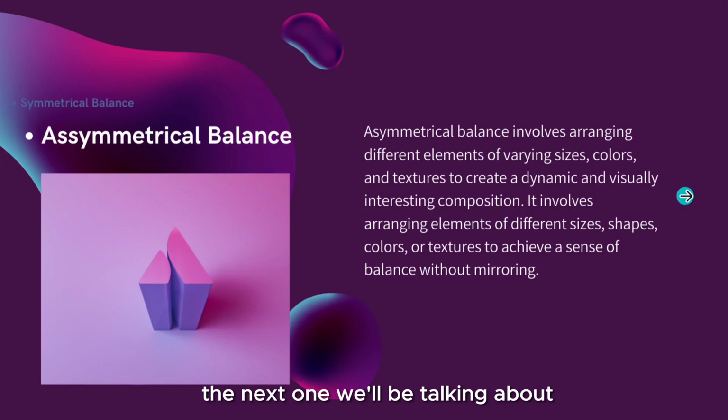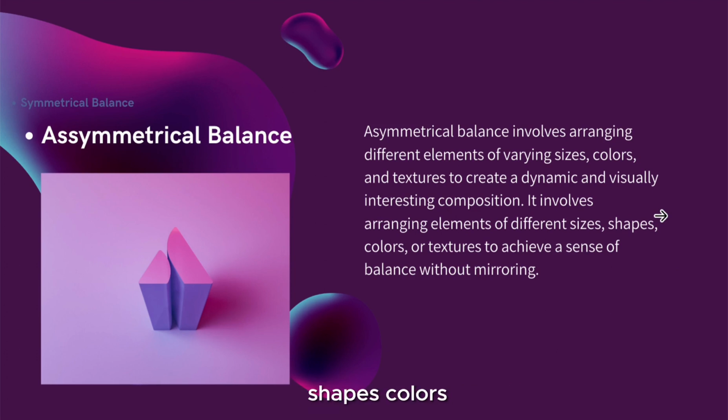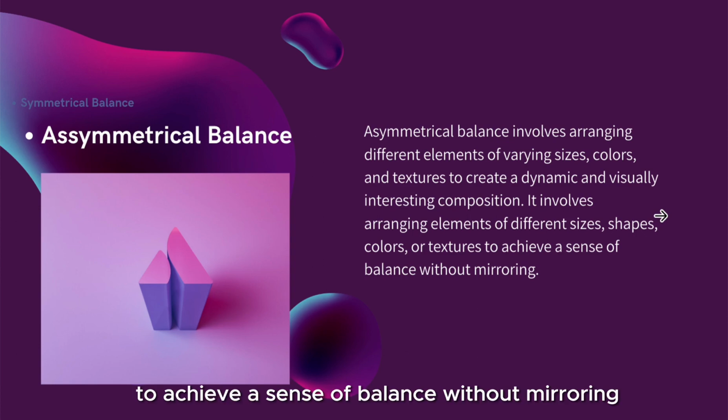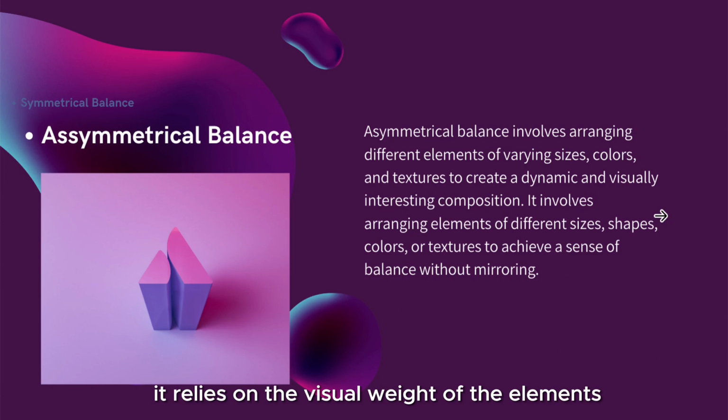The next one we'll be talking about is asymmetrical balance. Asymmetrical balance involves arranging different elements of varying sizes, colors, and textures to create a dynamic and visually interesting composition. Most of the websites we have today carry asymmetrical balance. It involves arranging elements of different sizes, shapes, colors, or textures to achieve a sense of balance without mirroring. It relies on the visual weight of the elements rather than a literal symmetry.